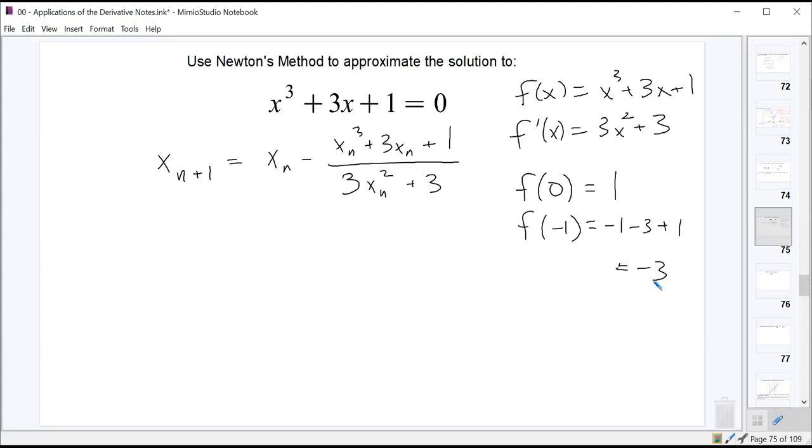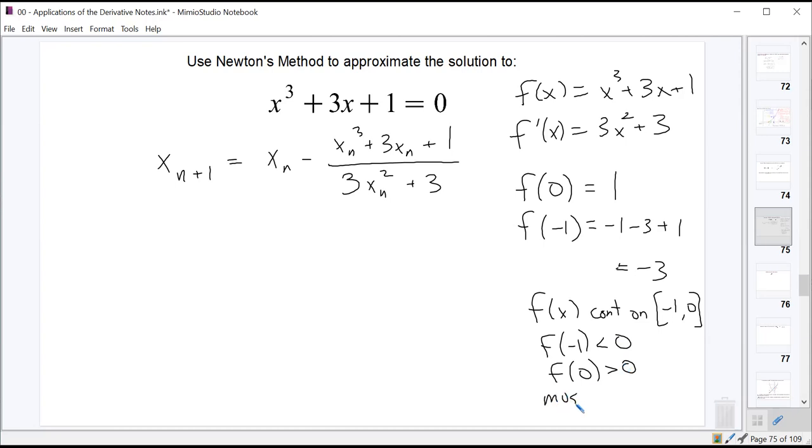And we can see that between negative 1 and 0, the function crosses through the x-axis by the intermediate value theorem. We could say that f of x is continuous on negative 1 to 0, and f of negative 1 is less than 0, f of 0 is greater than 0. There's a sign change, therefore there must be a root on the interval negative 1 to 0 by the intermediate value theorem. Right? The intermediate value theorem.